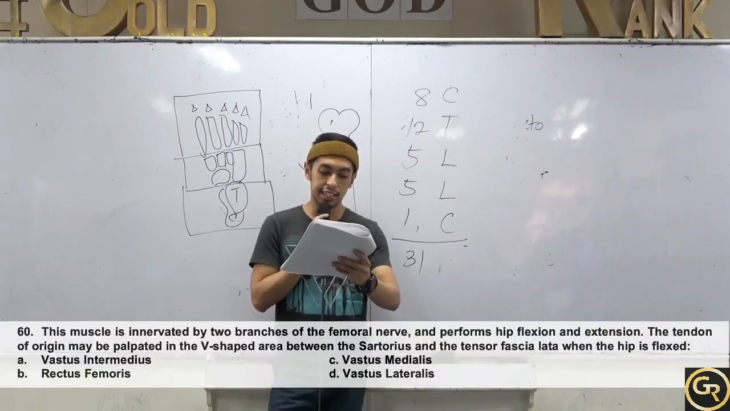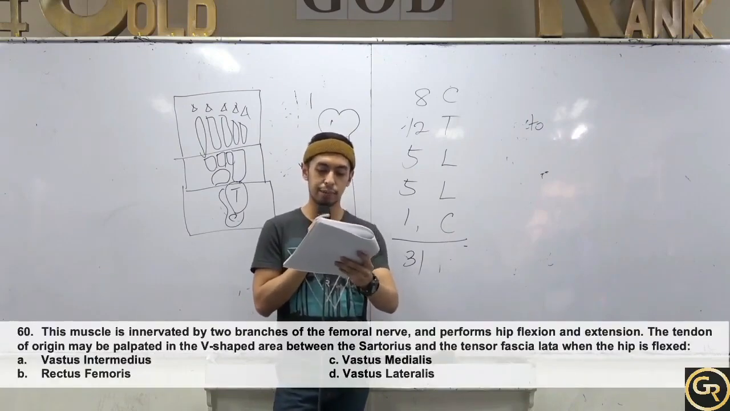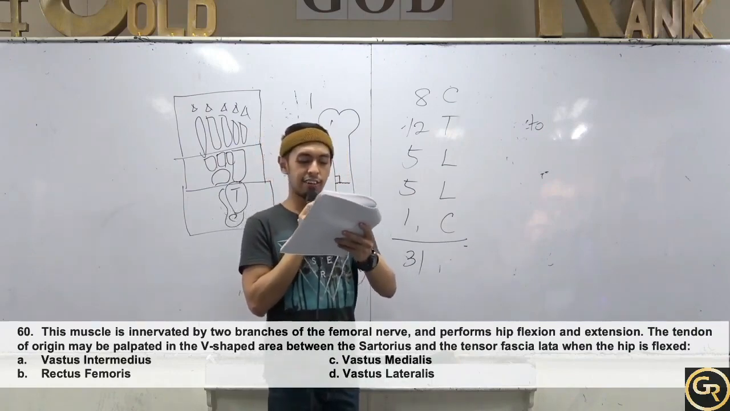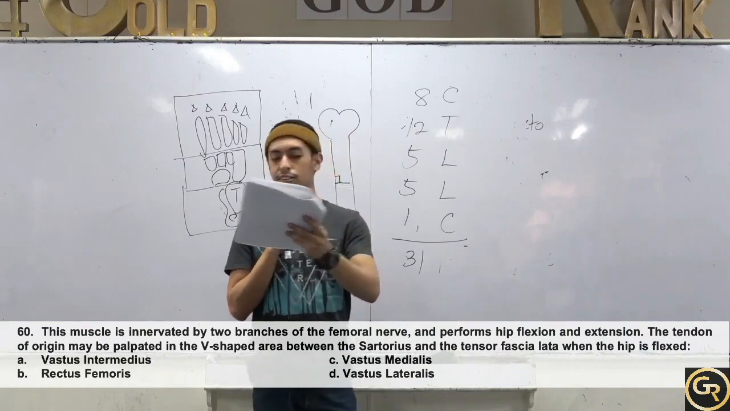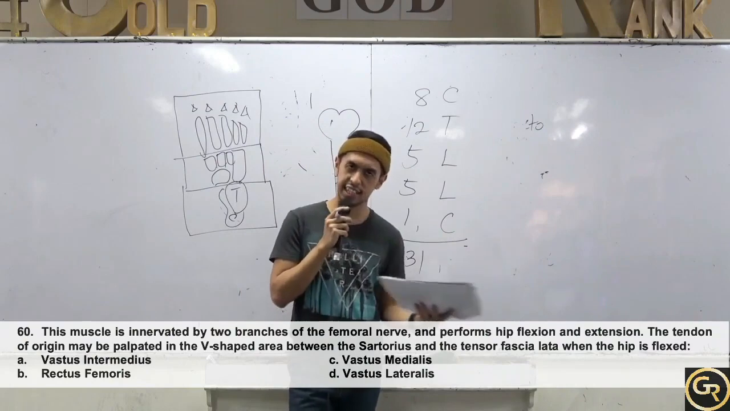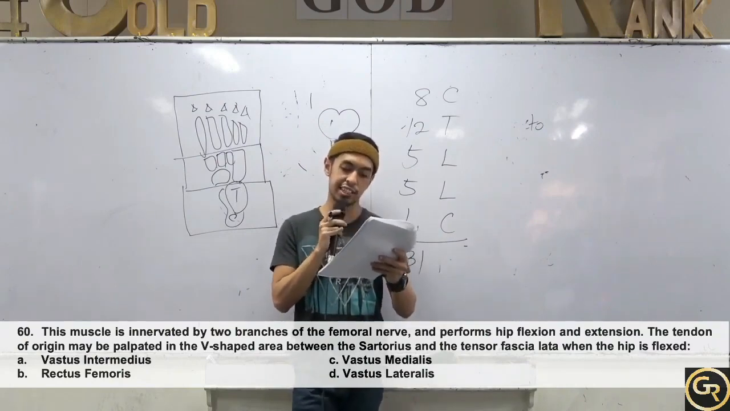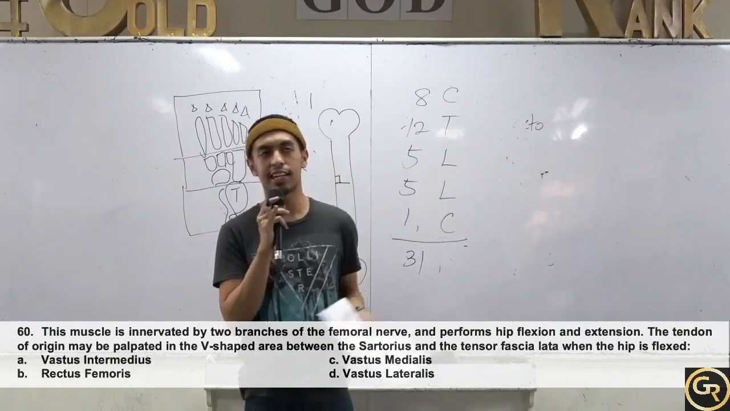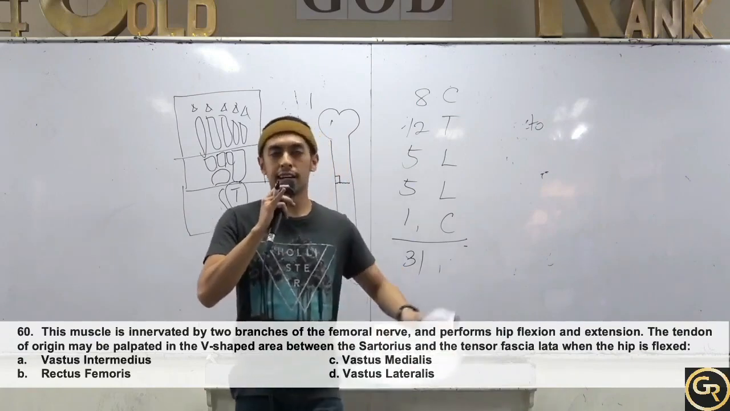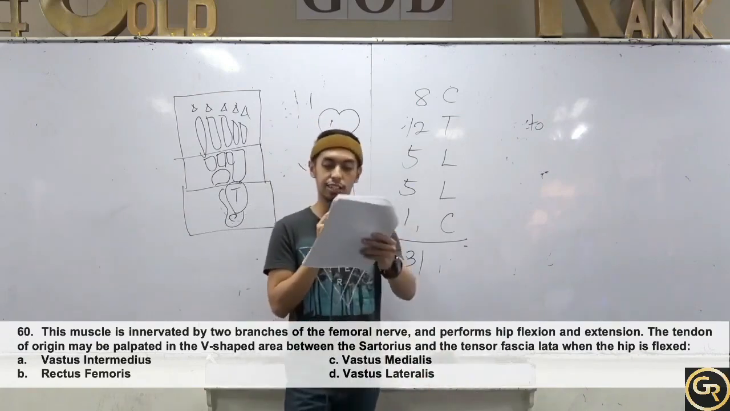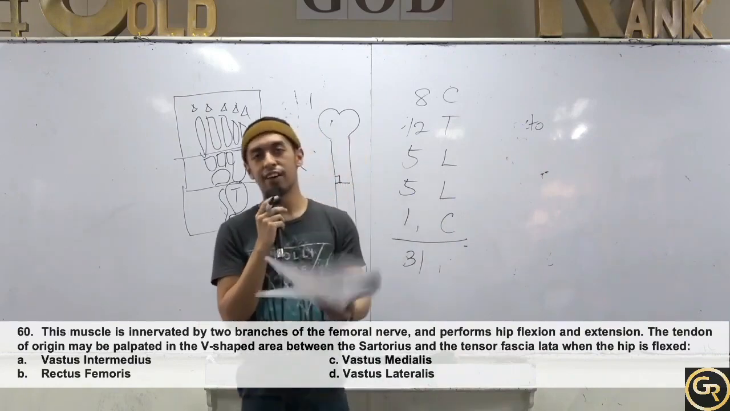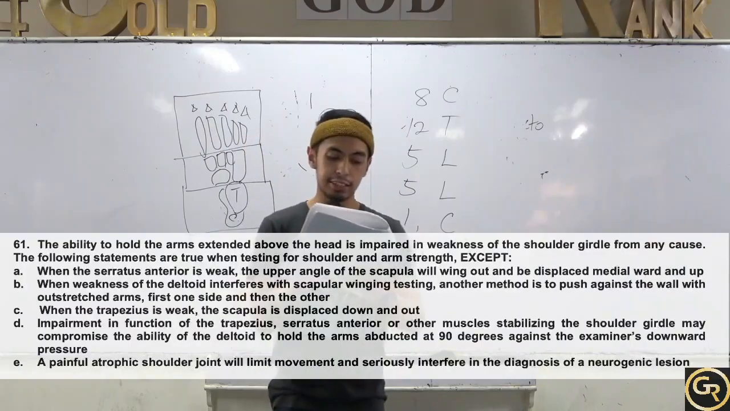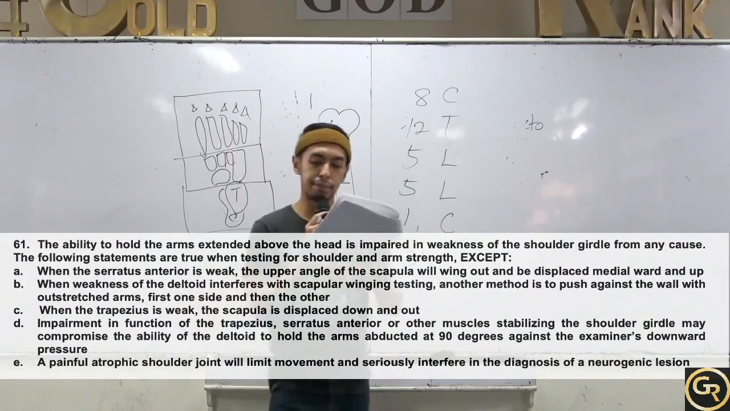Okay? Number 60, this muscle is innervated by 2 branches of the femoral nerve, performs hip flexion and knee extension. Okay? The tendon of origin may be palpated in the V-shaped area between the sartorius and the TFL when the hip is flexed. Sino po to? Okay? Given the choices that you have, these are all part of the quadriceps femoris. Okay? Sino lang po sa quads natin ang nagko-crossover from the hip and the knee? Sino lang po yun? It's your letter B, right? It's your rectus femoris. Okay? Your rectus femoris.